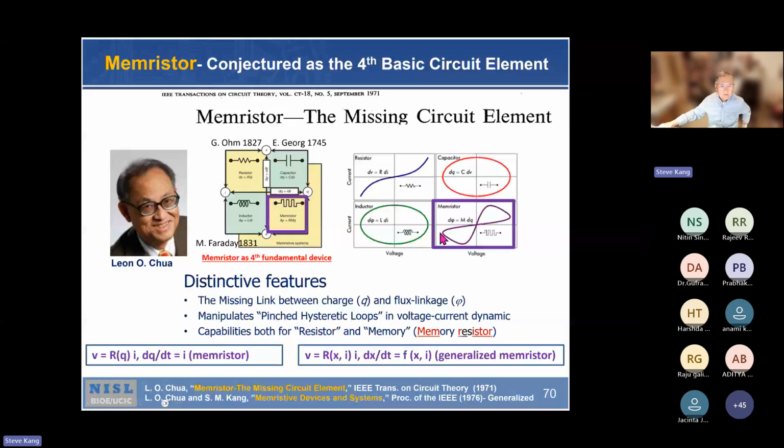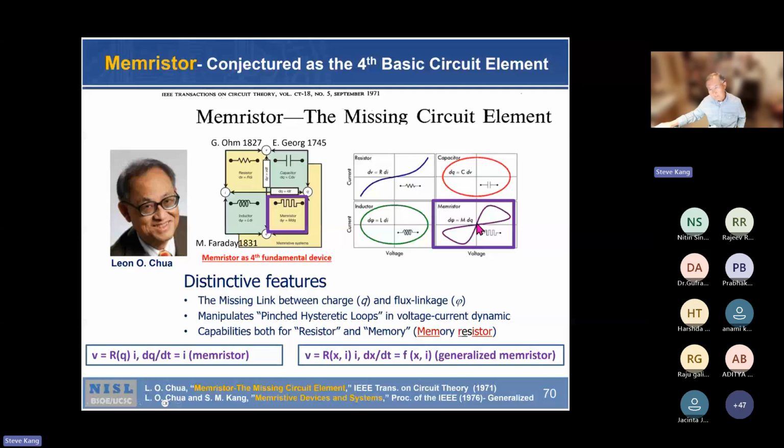So again, a distinctive feature of a memristor is the missing link between charge and flux. It has pinched hysteresis loops in voltage-current dynamics, pinched at the origin. It has the capability of a resistor, because it's following Ohm's law: whenever input is 0, output is 0. But it has a memory effect. So it's called a memory resistor, thus memristor.